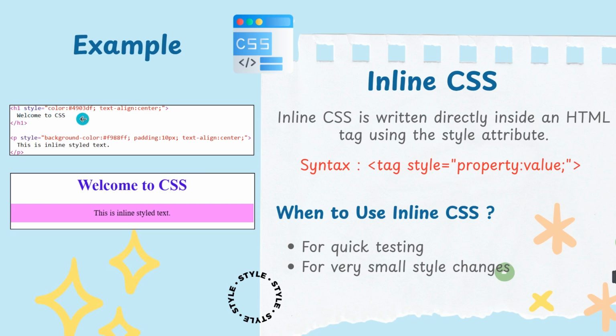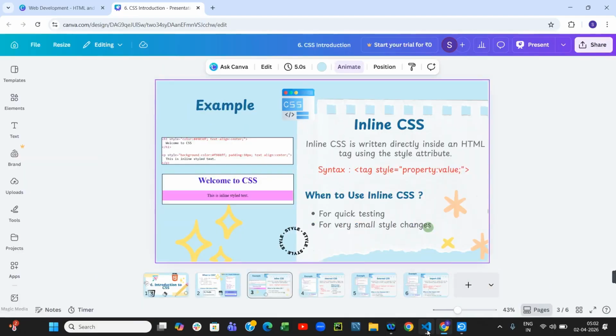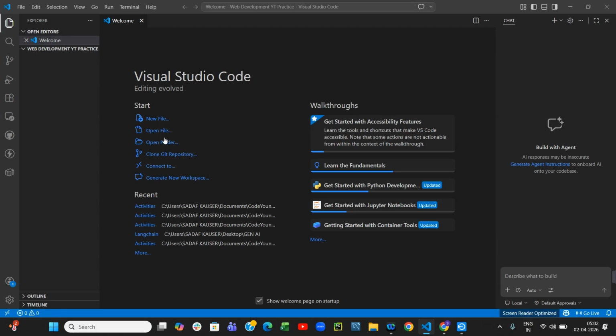If you want to style welcome to CSS, we are putting the color and text alignment center. Then we are putting a background color for the paragraph, a padding, that is the space around the content, and text alignment. This is only styling a specific element. Okay, let's try this code on VS Code. You can see here, this is an inline CSS.